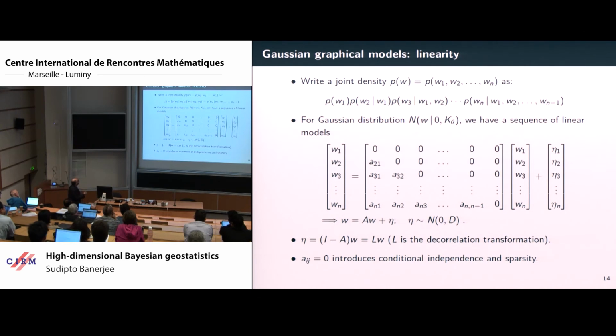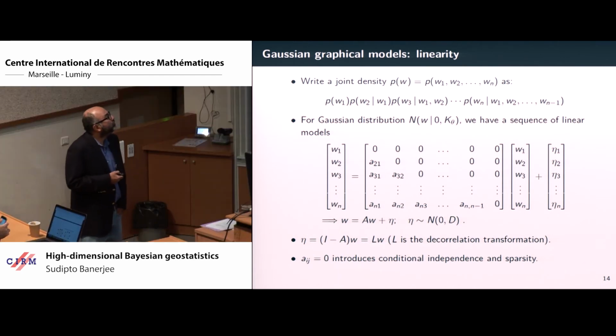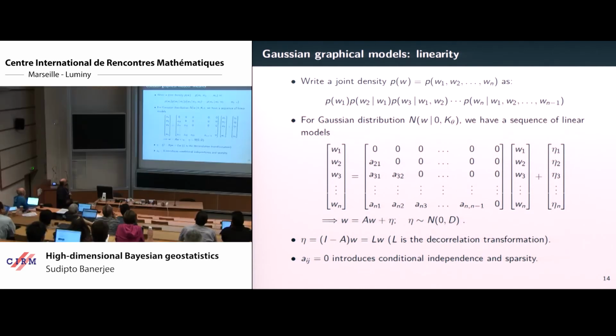So if you are actually in the world of Gaussian graphical models, there's a very, very nice interpretation for this. Basically, again, you take a joint multivariate normal density, write it out like this, and then simply express each of these conditional densities as a linear model. And this is what I do.